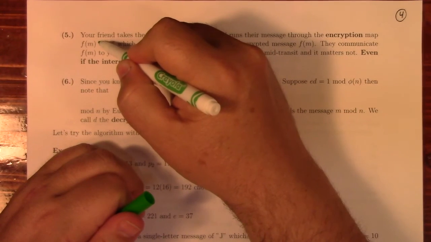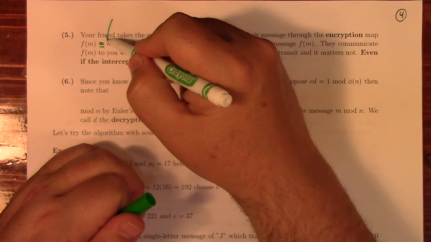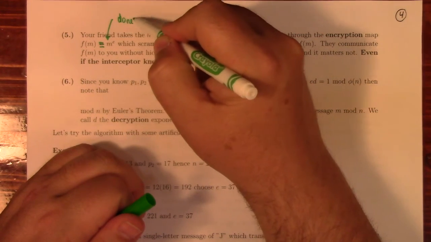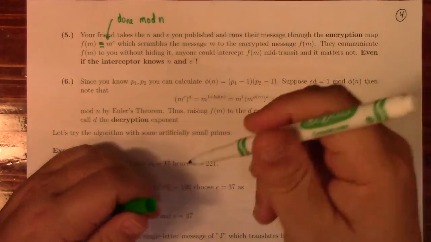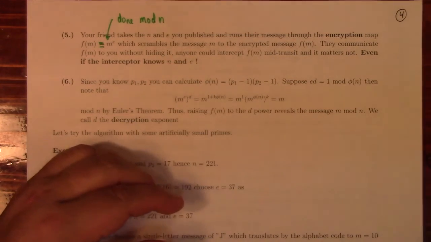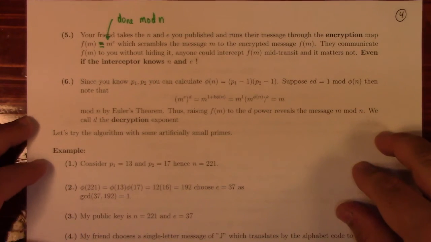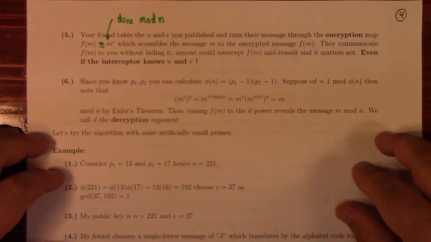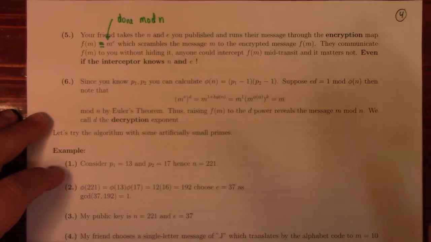So this is done modulo N, which means that we can use the binary exponentiation to do that in an orderly way. So they calculate M to the E, they reduce it mod N, and that scrambles the message M to the encrypted message, which we'll call F of M. And they communicate F of M to you without even hiding it.